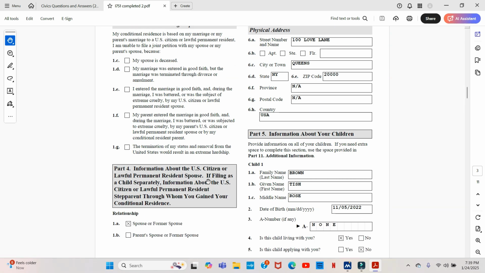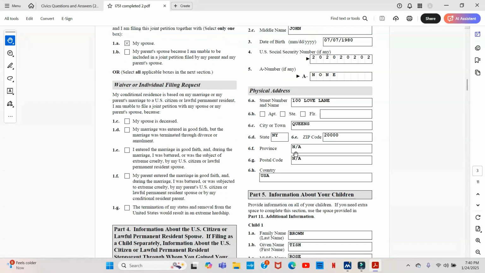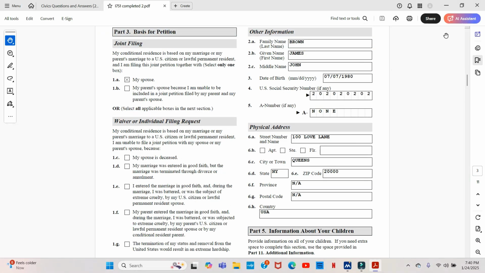Part 4. Information about the U.S. citizen or lawful permanent resident spouse. So this section is referring to the applicant's spouse, and that spouse would be either the permanent resident or U.S. citizen. That person's information goes here. Relationship. So in this case, the applicant is the spouse of a U.S. citizen. If you are a child filing, you would check this box.